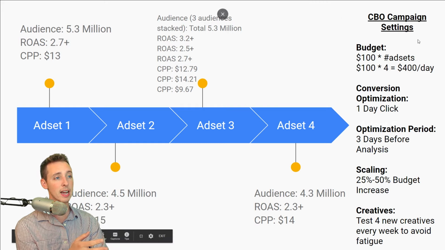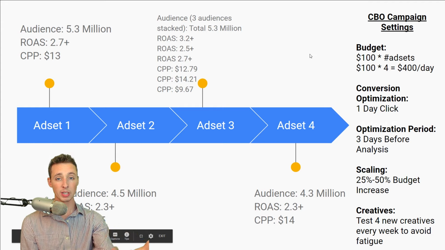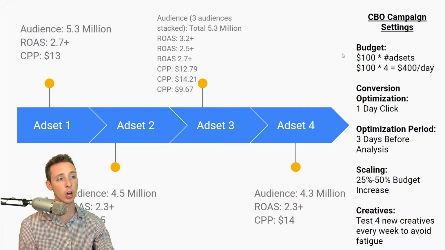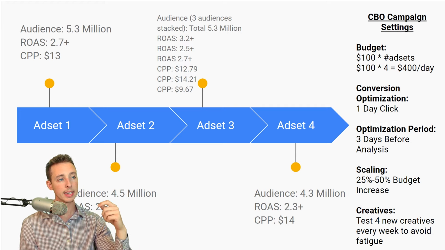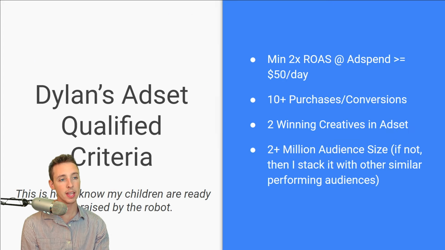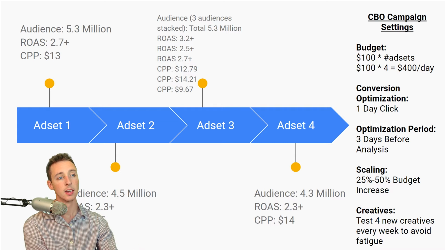So let's take a look over here at my campaign settings. How do I do my budget? Once again, you need to be ready to spend when you launch a CBO campaign. I use $100 times the amount of ad sets. Facebook has to optimize in order for a campaign to work. And this might seem pretty intimidating, but if it meets this criteria, you're going in there with very good ad sets. You should have confidence in it.